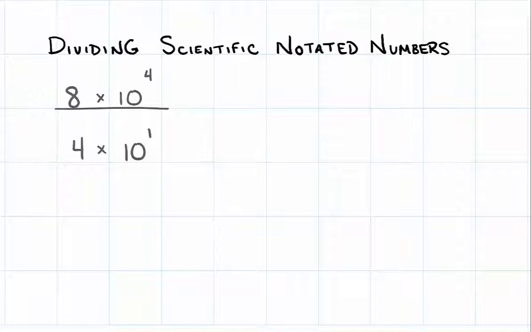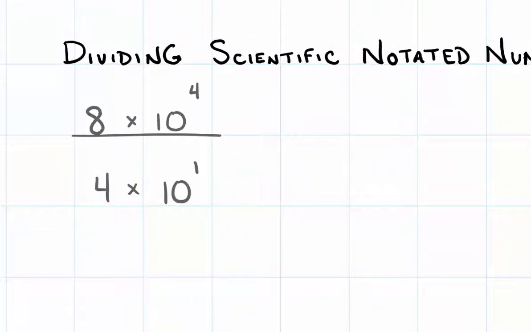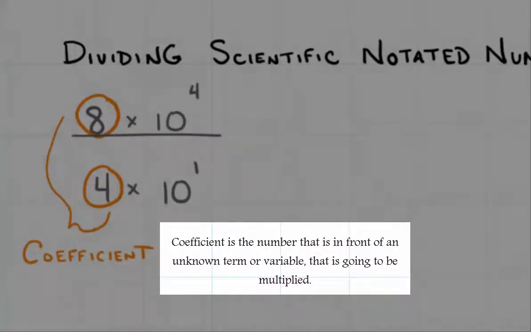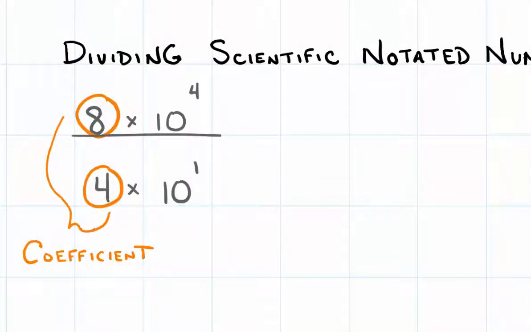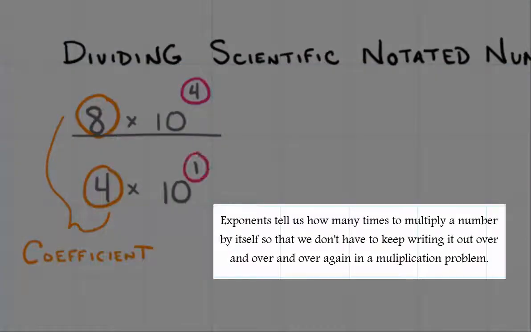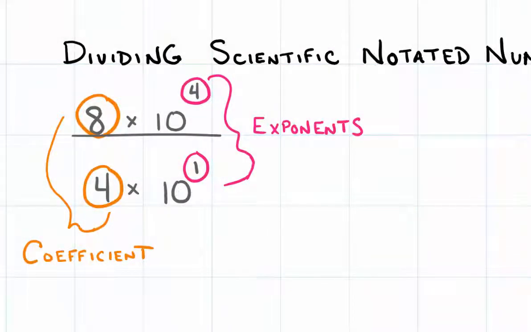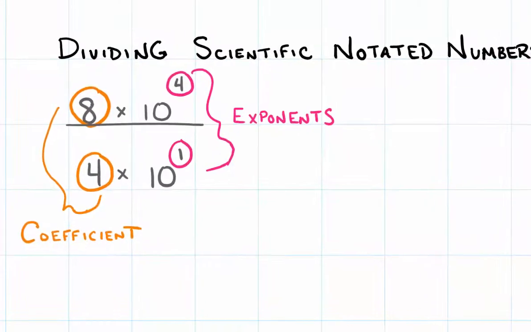We have now gotten to a place where we hopefully understand that the number in front of a scientific notated number, such as the 8 and the 4, is our coefficient. And that small number that's above our tens, or our multiplying of 10, these are called our exponents. Now, what they're asking us to do is take 8 times 10 to the 4th power and divide it by 4 times 10 to the 1st.